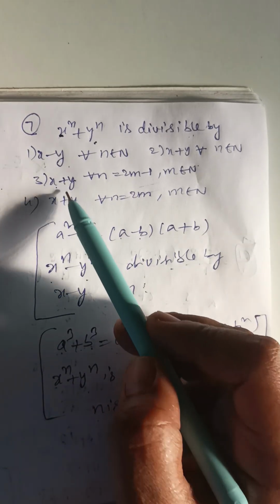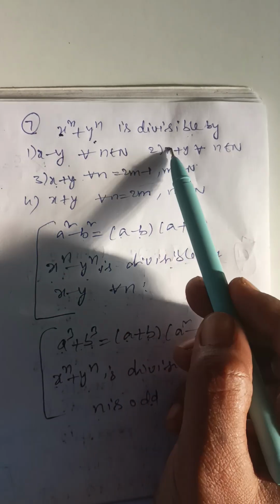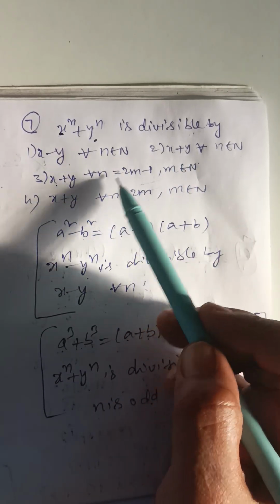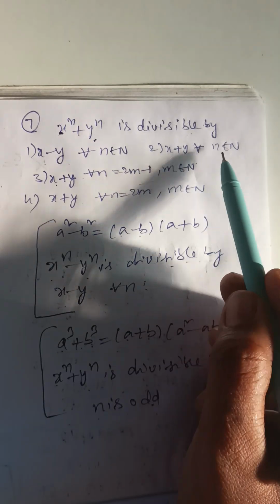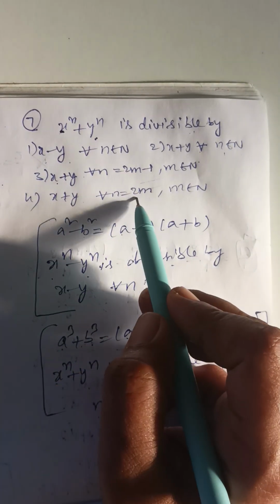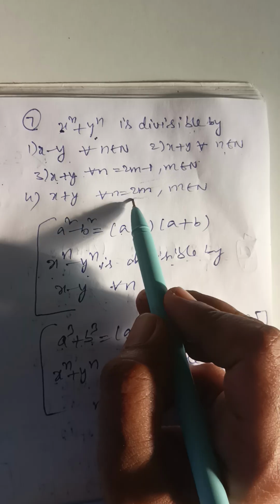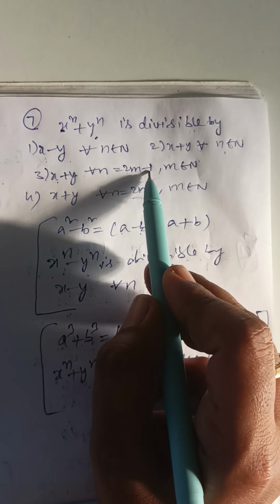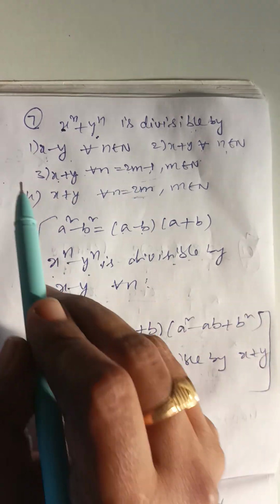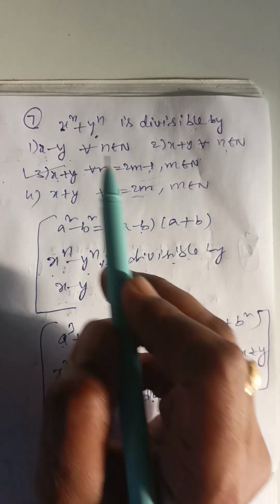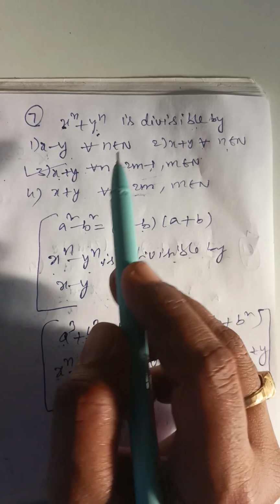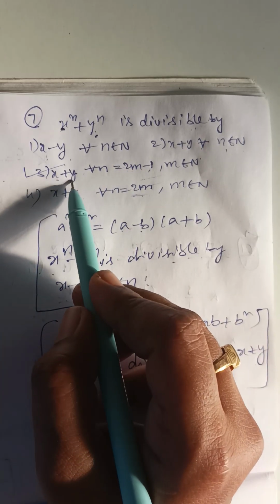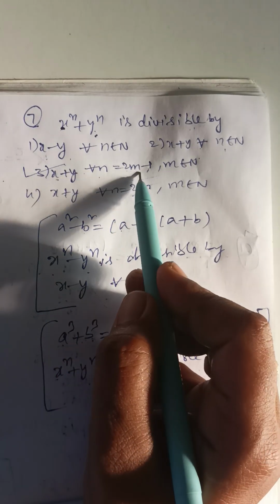So here x plus y is there in 3 options. But it holds only for odd numbers, not for all n, not for even numbers. 2m is nothing but an even number. 2m minus 1, even minus 1, is nothing but an odd number. So this is the right answer. x power n plus y power n is divisible by x plus y only for n odd.